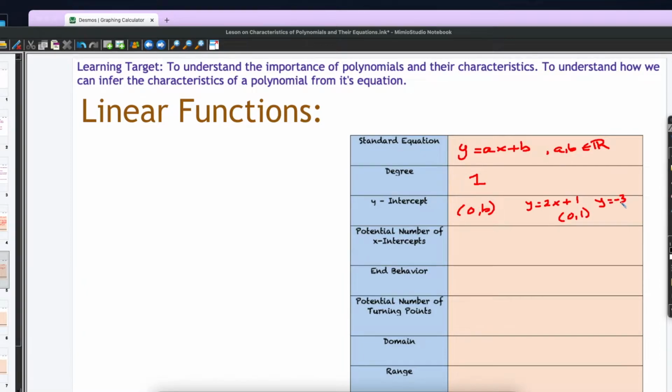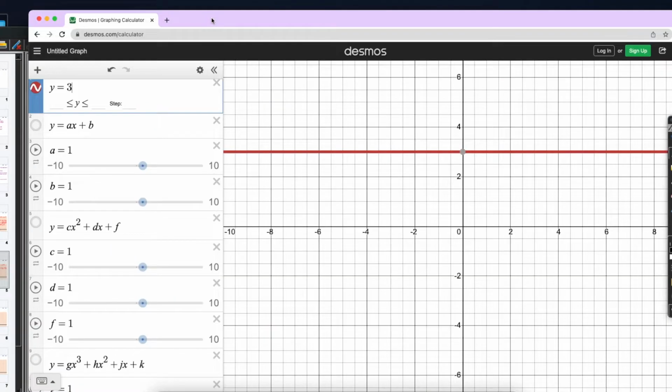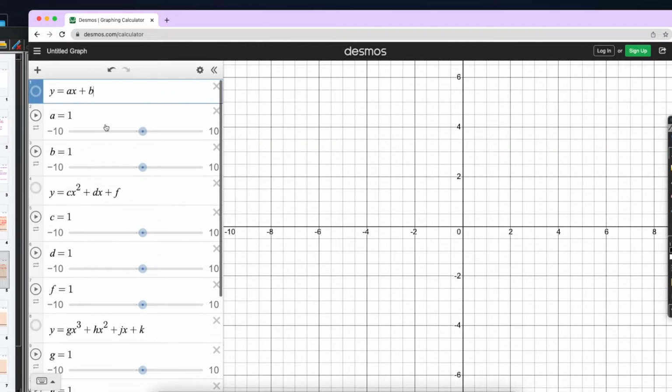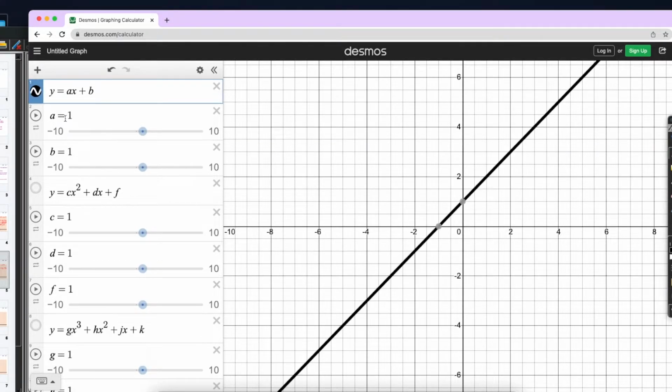If I had y equals -3x, and you notice that you don't see a b value, that indicates it must be 0, and so you would have 0, 0. So that's kind of a unique situation. Now, when we talk about x-intercepts, I don't think we need to spend a whole lot of time looking at the graph of a linear function. You can see I have one right here.